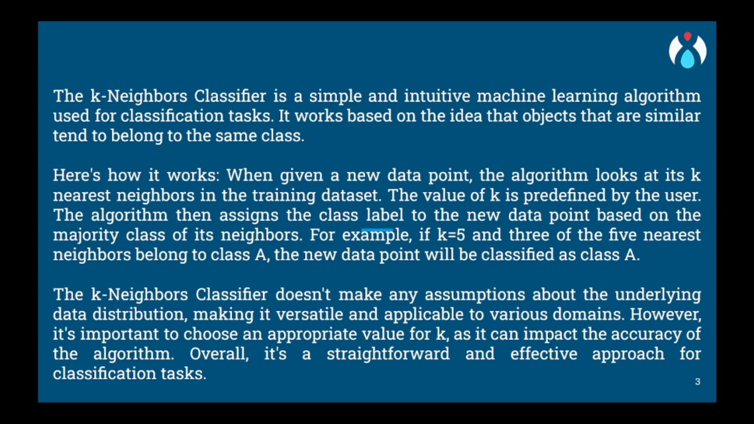Imagine you have a group of friends and you want to predict whether a new person will like a certain type of activity. In KNN Classifier, you look at the friends who are most similar to the new person based on some characteristics. Let's say you consider three characteristics: age, gender, and favorite hobby. Each friend has values for these characteristics. To make a prediction, you choose a value for k, which represents the number of closest friends you want to consider. For example, let's say you choose k equal to 5.